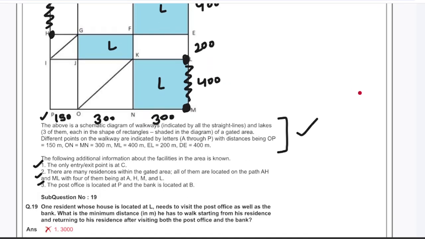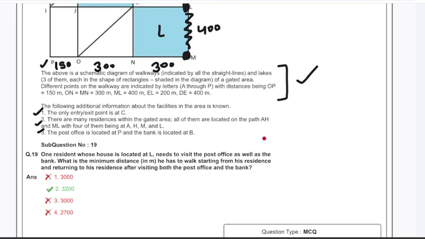Straight to question number 1. One resident whose house is located at L needs to visit the post office as well as the bank, that is point P and point B. What is the minimum distance he has to walk starting from his residence and returning to his residence after visiting both the post office and the bank?